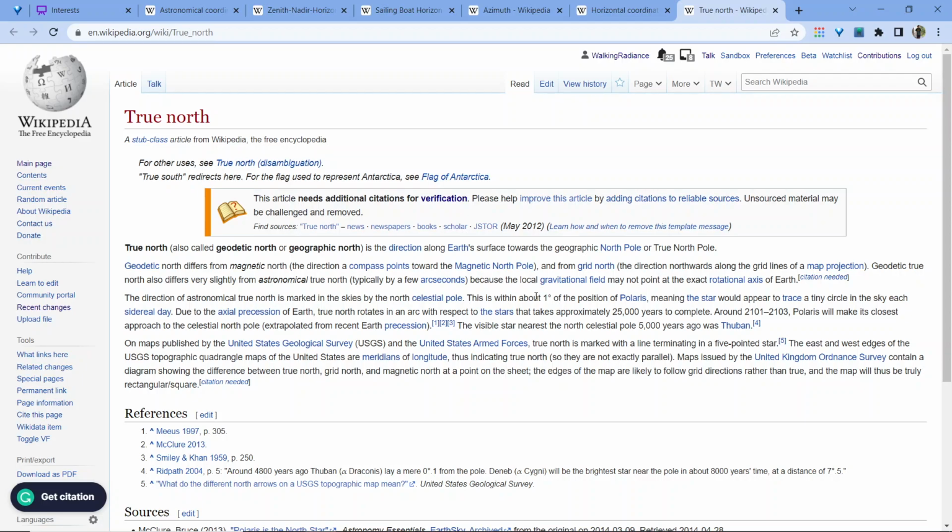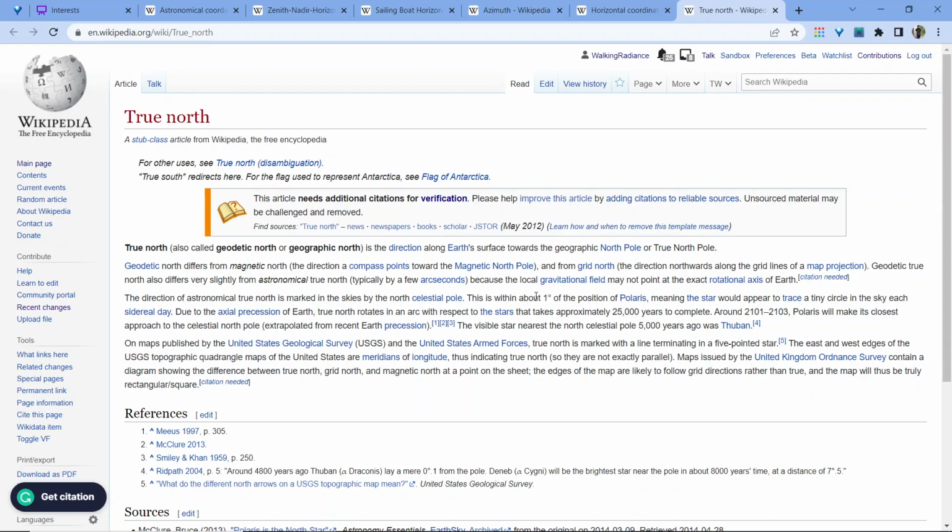The direction of astronomical true north is marked in the skies by the north celestial pole. This is within about 1 degree of the position of Polaris, meaning the star would appear to trace a tiny circle in the sky each sidereal day. Due to the axial precession of Earth, true north rotates in an arc with respect to the stars. It takes approximately 25,000 years to complete. Around 2100 to 2103, Polaris will make its closest approach to the celestial north pole, extrapolated from recent Earth precession. The visible star nearest the north celestial pole 5,000 years ago is Thuban.